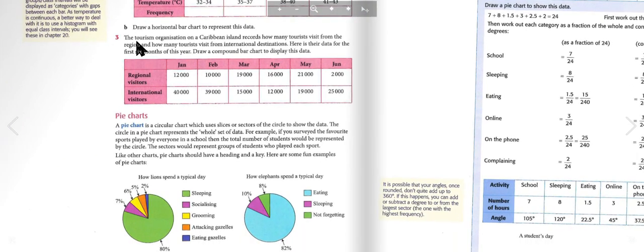Question 3. The tourism organization on a Caribbean island records how many tourists visit from the region and how many tourists visit from international destinations. Here is their data for the first 6 months of the year. Draw a compound bar chart to display this data.